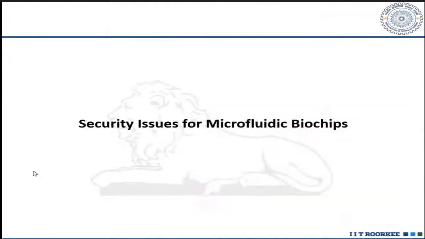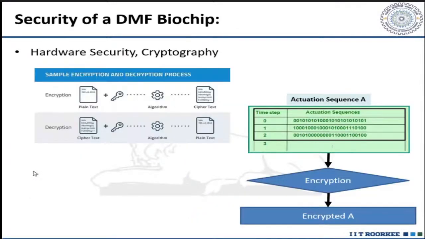Okay, so if we talk about security issues in the microfluidic biochip, in hardware security or cryptography, we know the sample encryption and decryption process. There is plain text, and some algorithm, and then we generate a ciphertext. In case of decryption, we have the ciphertext, we have the key, and we have this algorithm to get the plain text. So now we think of this problem with the actuation sequence.